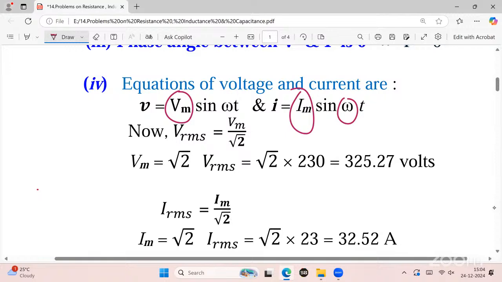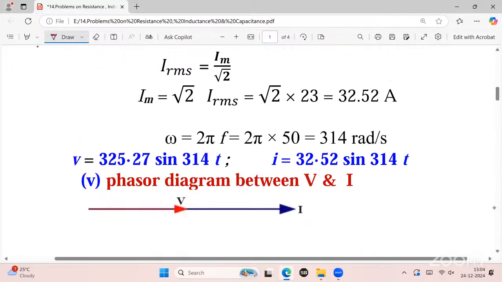Vm, Im, omega. How to find out Vm? Formula: Vrms is equal to Vm by root 2. Find out Vm. Irms is equal to Im by root 2. Find out Im. Next, find out omega.